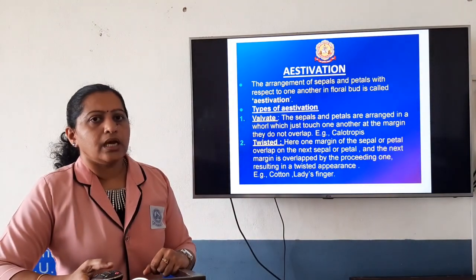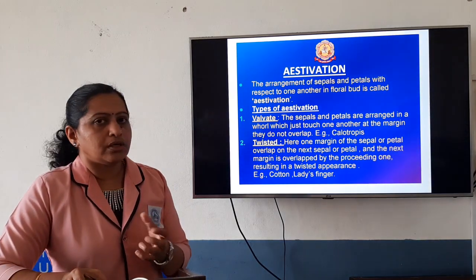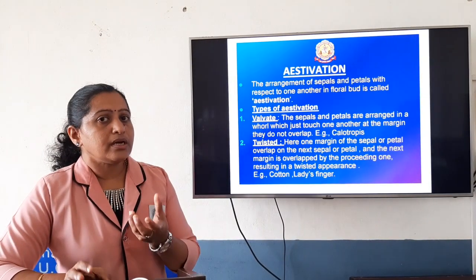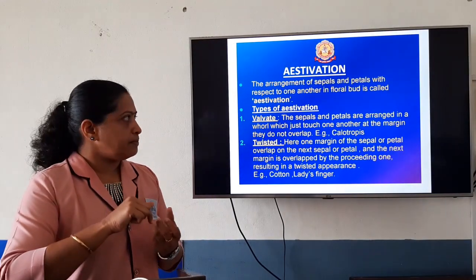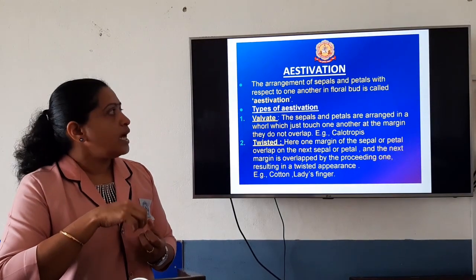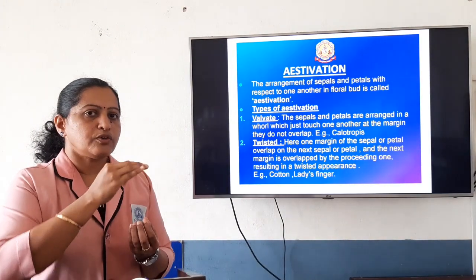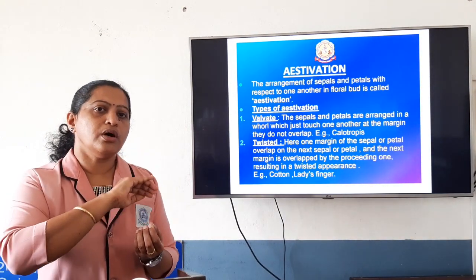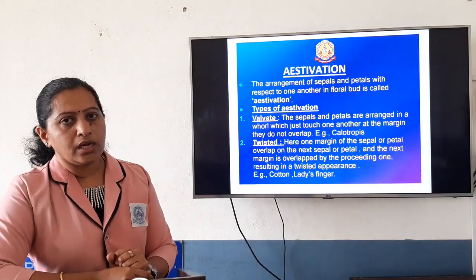So next we will see aestivation. What is aestivation? So this is a new terminology for you. Just remember aestivation. So aestivation is the arrangement of sepals or the petals in a flower with respect to one another. Okay, arrangement of sepal to sepal or arrangement of petal to petal, especially in the floral buds.